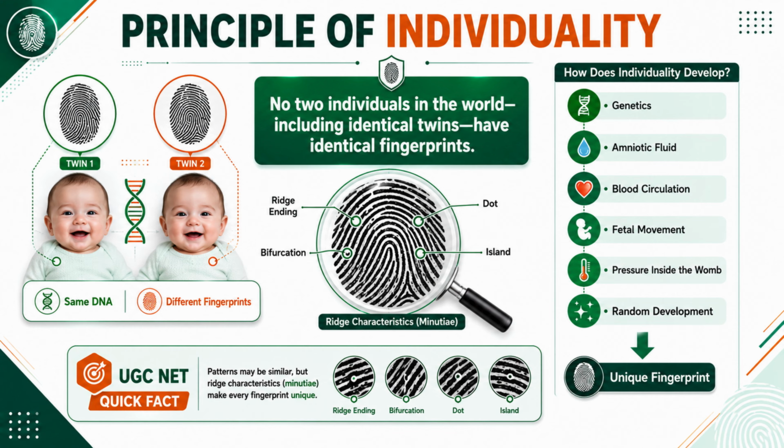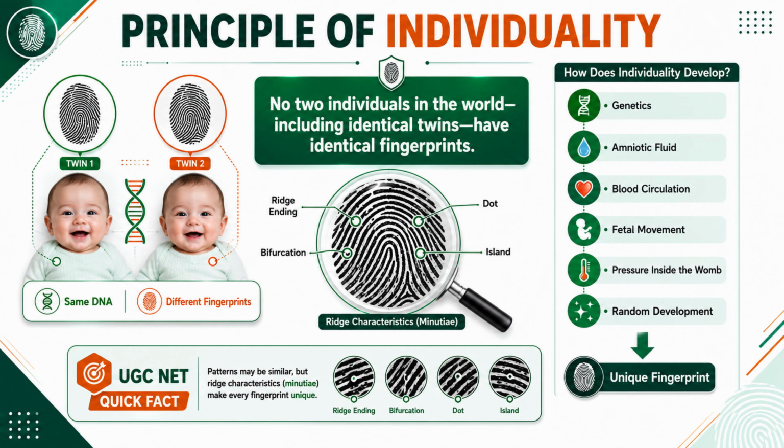One suspect has a loop pattern, another also has a loop pattern, and a third also has a loop pattern. Does this mean all three fingerprints are the same? Of course not. The fingerprint examiner does not stop at the overall pattern. Instead, they compare the tiny ridge characteristics such as ridge endings, bifurcations, dots, islands, and enclosures. The exact arrangement of these features is unique for each individual.